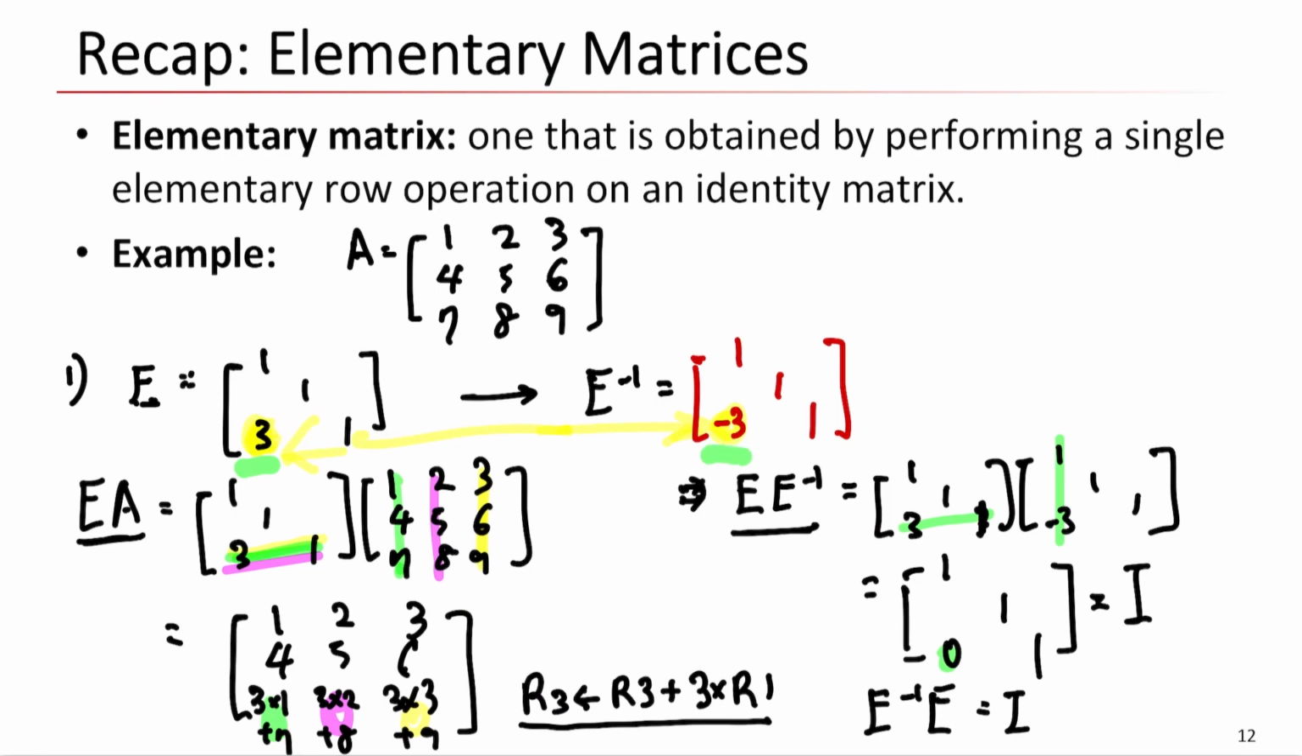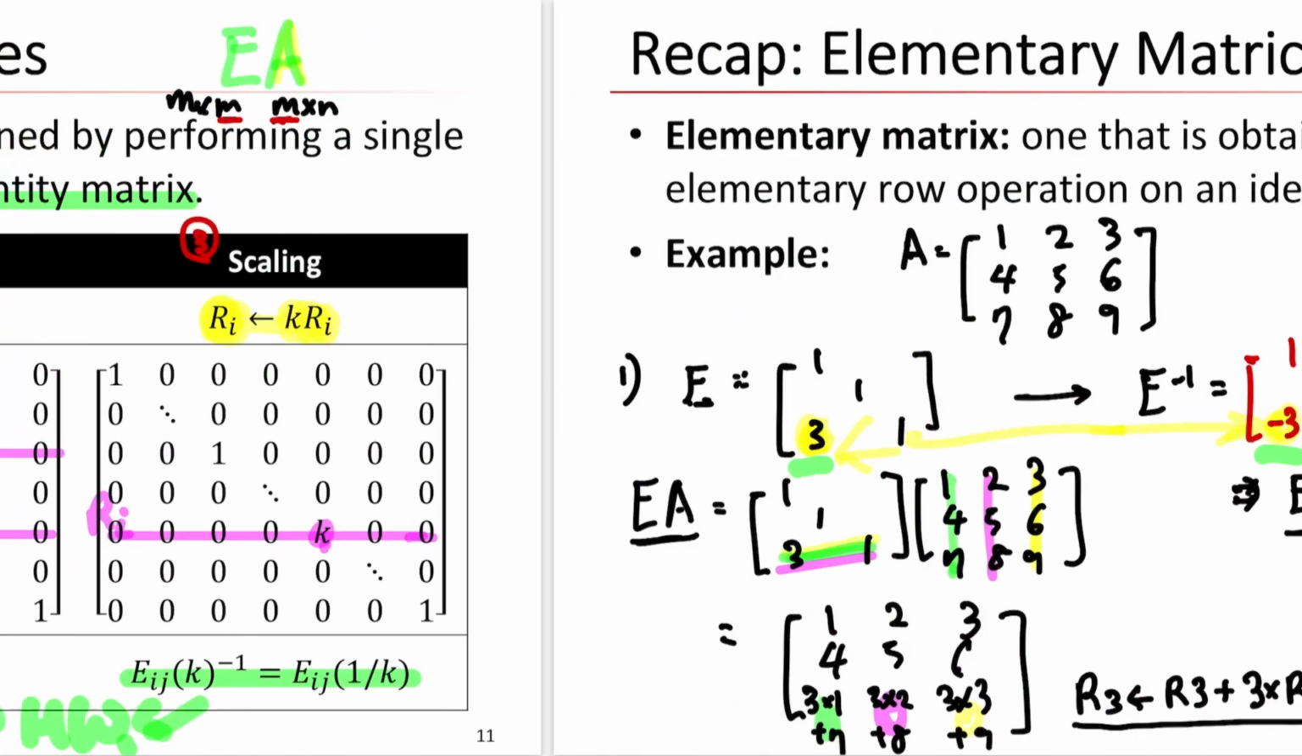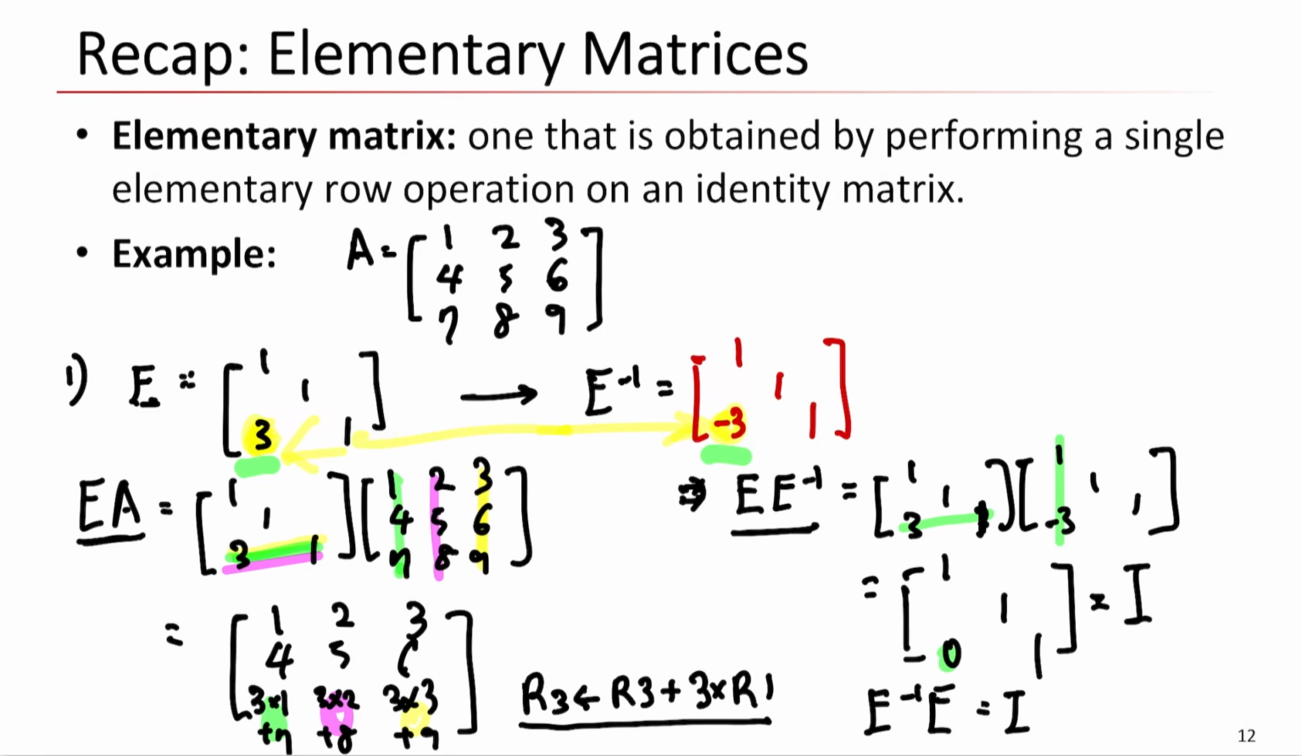And for the interchange, the inverse of the interchange matrix is just the elementary matrix itself. And the inverse of the elementary matrix of the scaling is just replaced by 1 over k, right? You can easily derive these two terms by yourself, okay? It's very easy. So please remember this property, because we will use this concept in the algebraic decomposition.